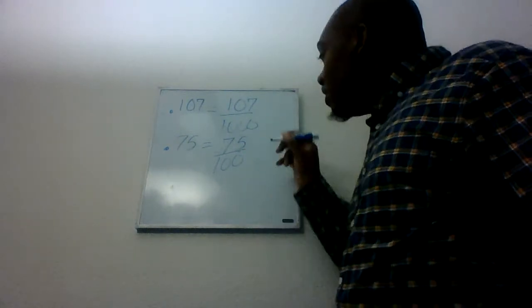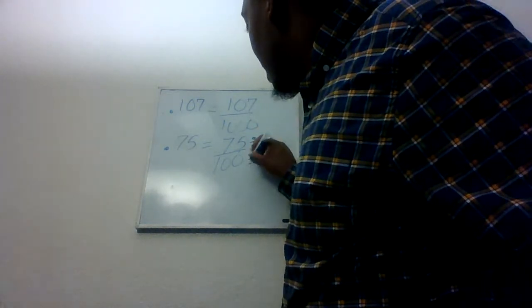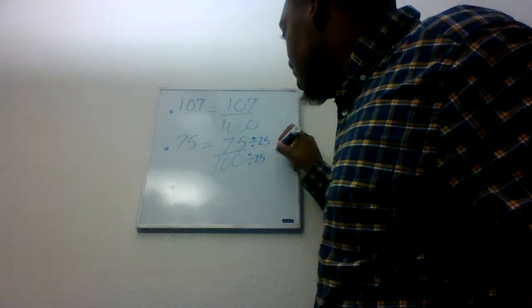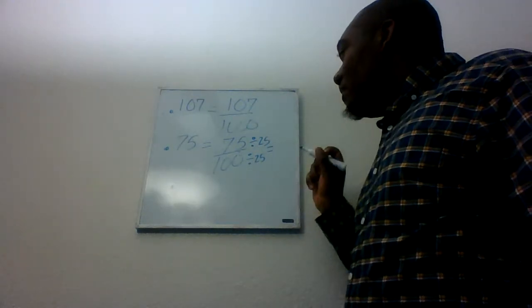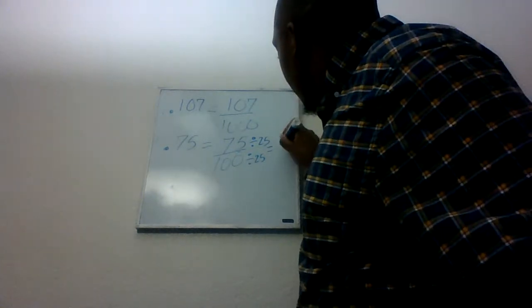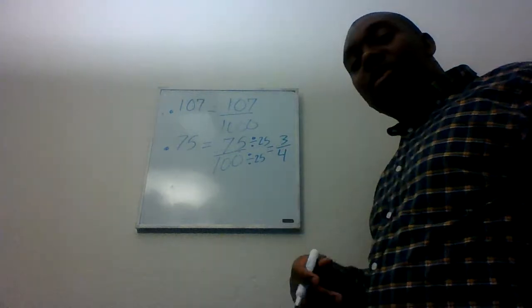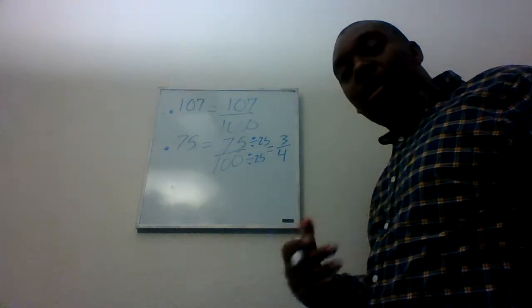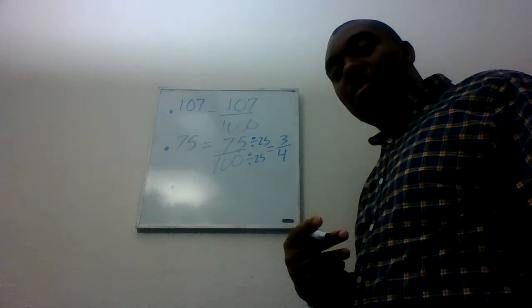Well, can you simplify it? Yeah, I can divide both of those by the number 25. And if you didn't know that, you could have started at 5 and did 5 again. That would have been completely fine. So 75 divided by 25 will give us 3. And 100 divided by 25 will give us 4, which is what we saw earlier. 0.75 should be 3/4. Huh, that's pretty simple.